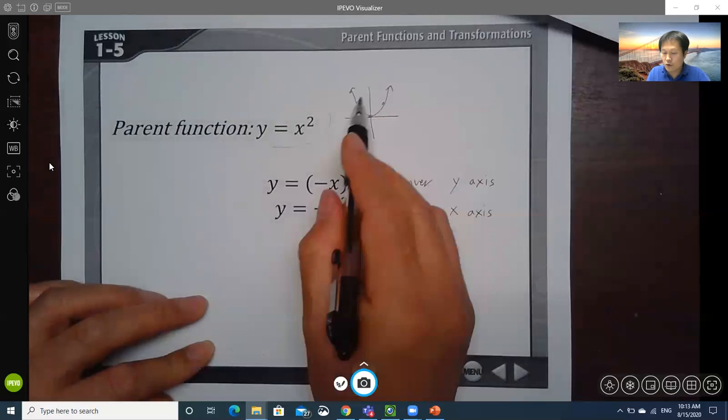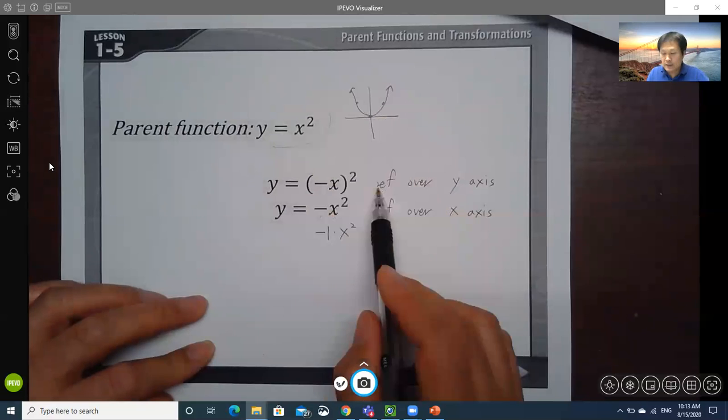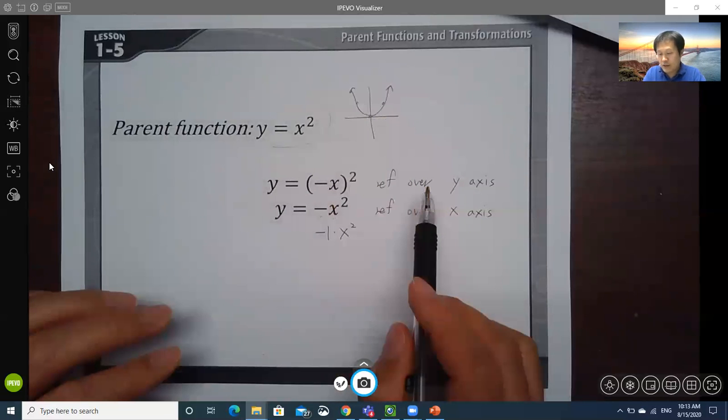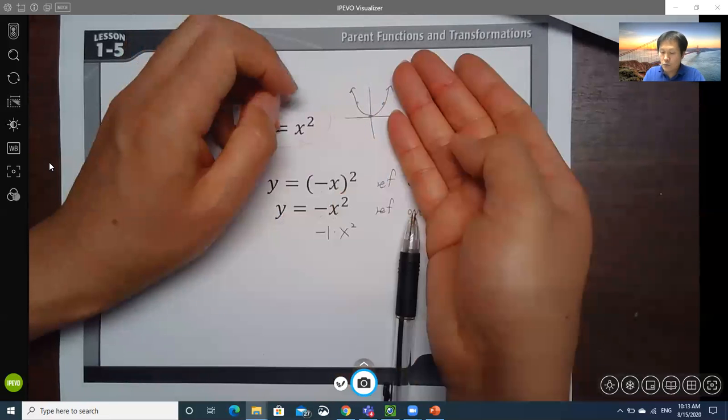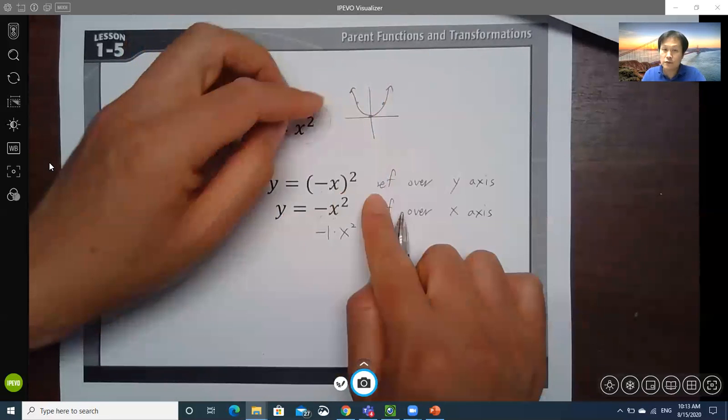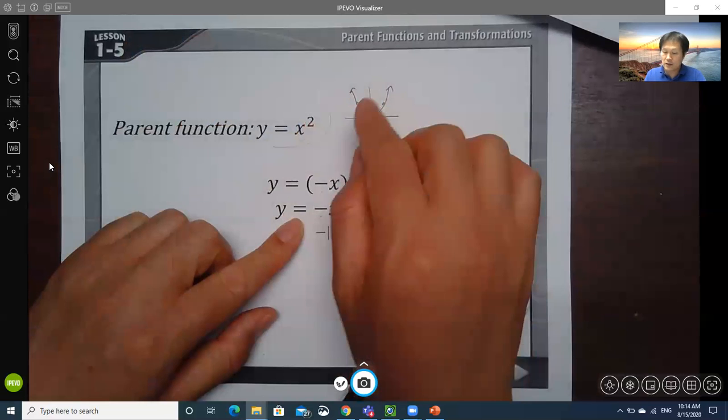That's y equal to x squared. So reflection over the y-axis, think about it. If you reflect this right-hand side to here, that's going to match. If you reflect the left-hand side here, that's going to match too. So when you reflect over the y-axis, the graph won't change. It's going to be exactly the same.